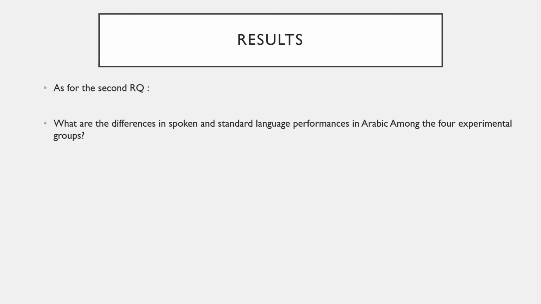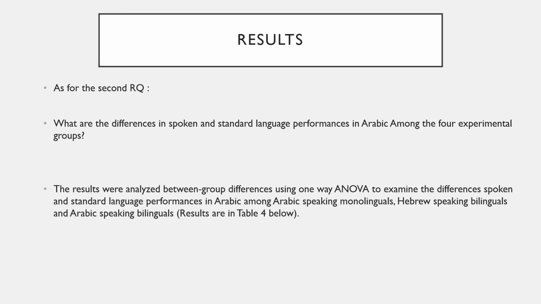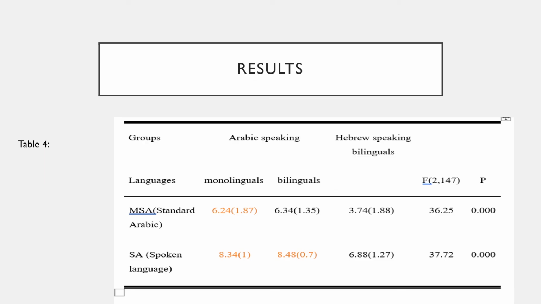As for the second research question, what are the differences in spoken and standard language performances in Arabic among the experimental groups? The results were analyzed using one-way ANOVA to examine the differences in spoken and standard language performances in Arabic among Arabic-speaking monolinguals, Hebrew-speaking bilinguals, and Arabic-speaking bilinguals. Here are the results.